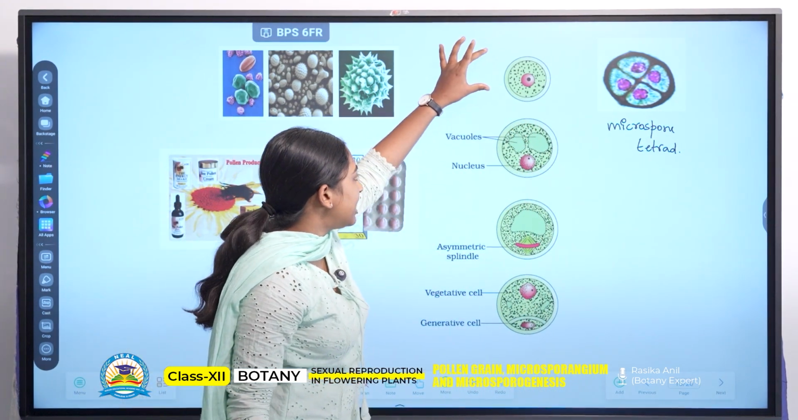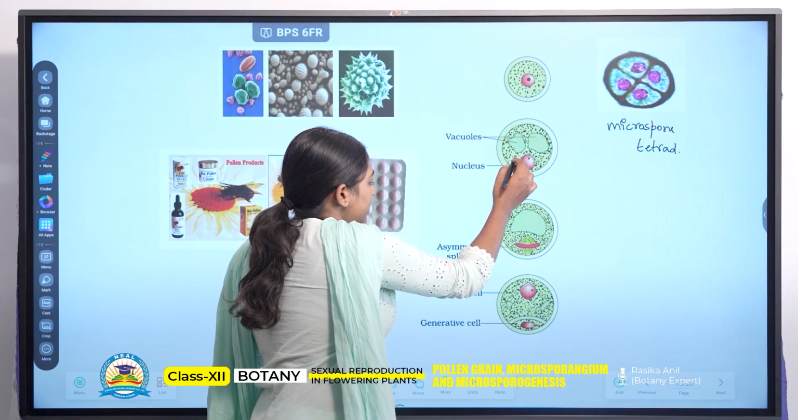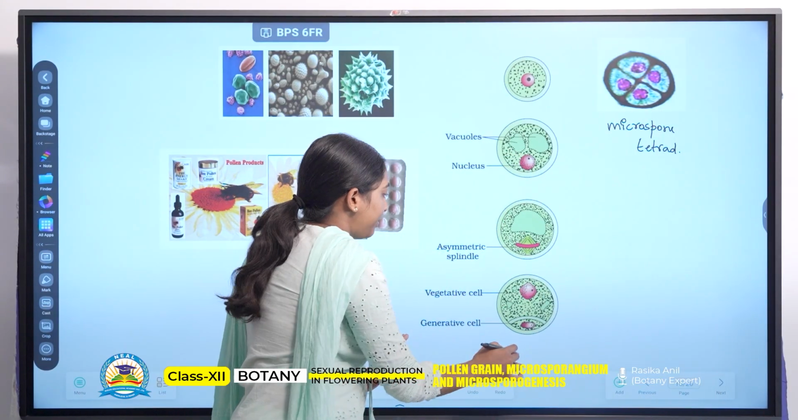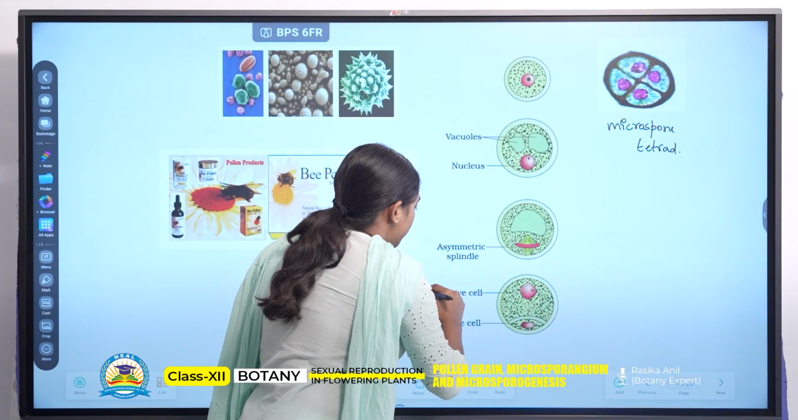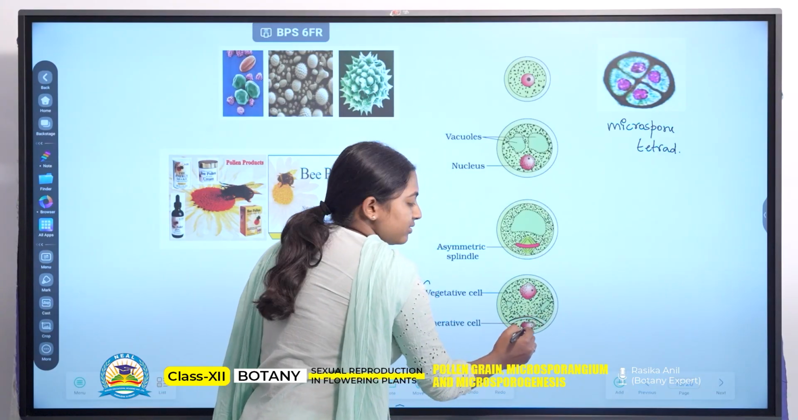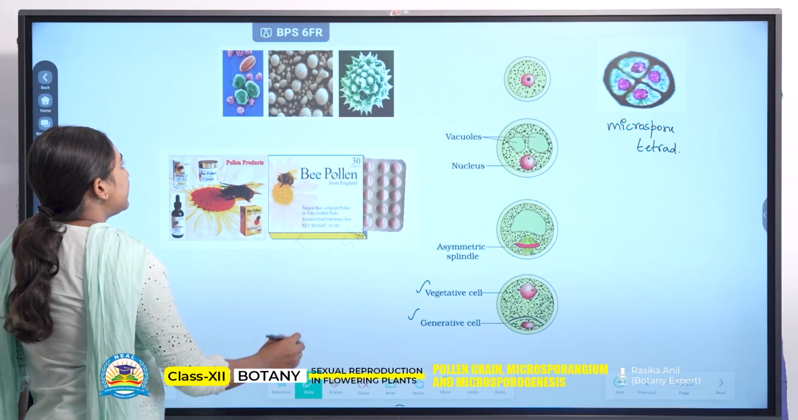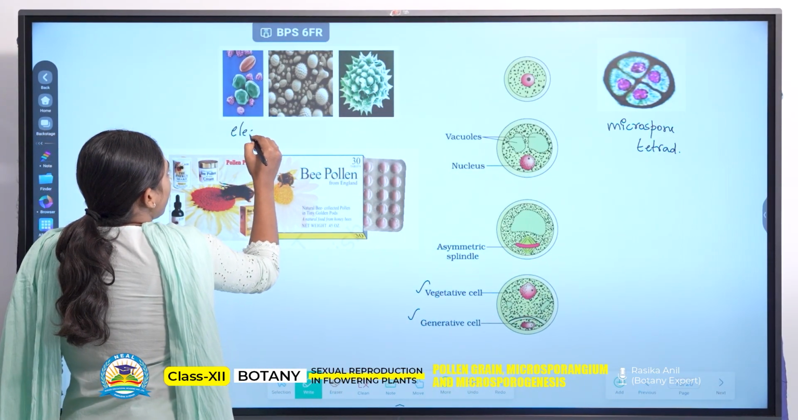And this is the development of a pollen grain, right? From a single cell, then you have, see, two big vacuoles, then all these cell divisions happen, and finally you end up with a vegetative cell and generative cell, two cells. See, two cell stage.